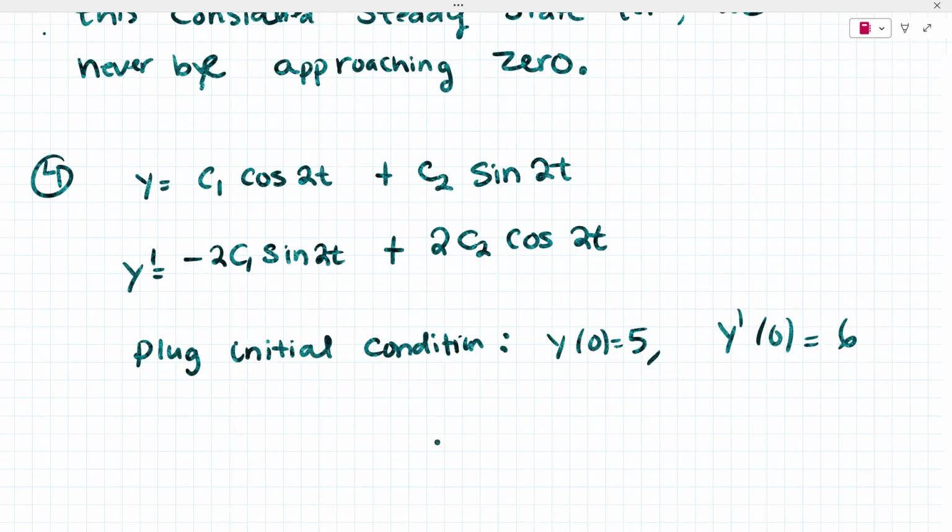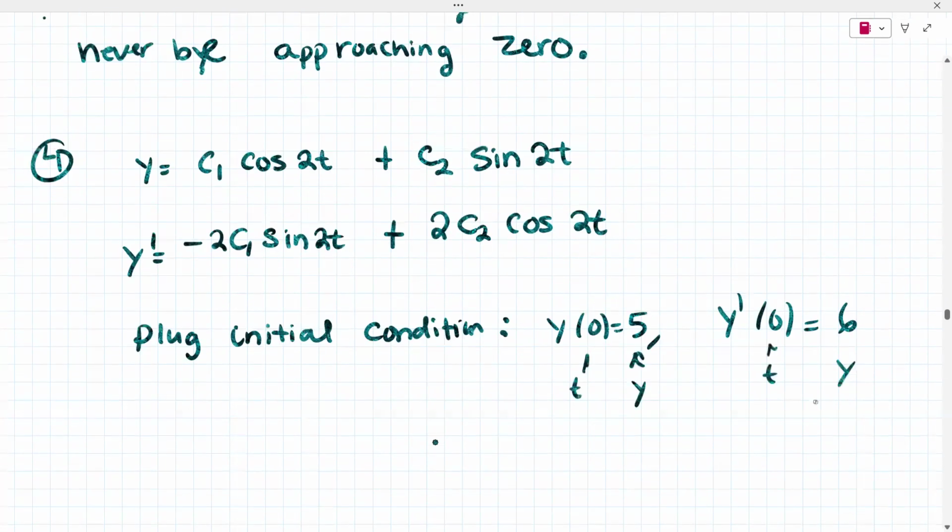Okay, let's do that. Let's find our C1 and our C2. So y of 0 equals 1. This 0 represents a t, this 5 represents your y, and then this 0 is like your t, and this 6 is like your y. So we have y and y prime.